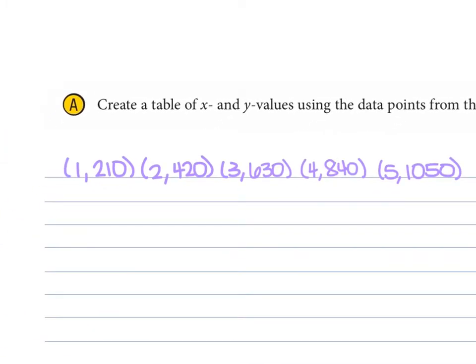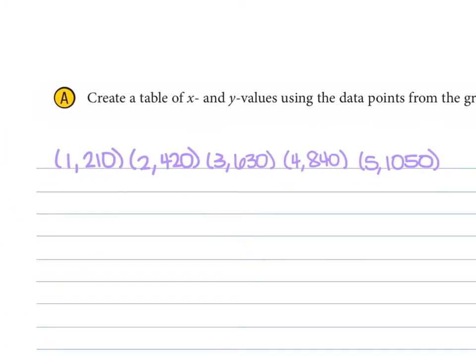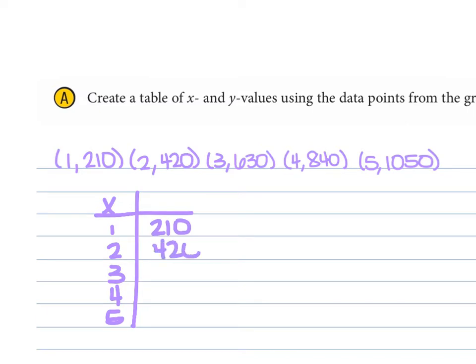So if we were to make a table with these values, we could have our x values and our y values. So our x values would be 1, 2, 3, 4, and 5. Our y values would be 210, 420, 630, 840, and 1050.